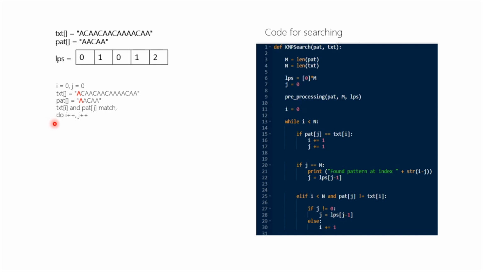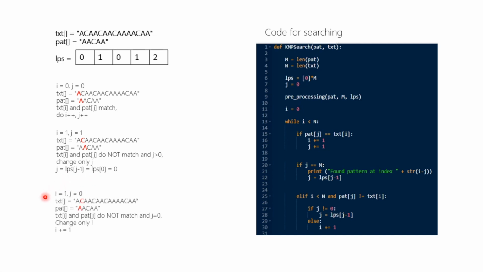Here in this case, since they are a match, we move ahead with our search by increasing the value of both I and j by 1. After that, we have I is equal to 1 and j is equal to 1. Here, the text and the pattern characters do not match. So, we'll be using the LPS array to find the new value of the variable j. We find using the algorithm that the value of j would be 0. So, we now have I is equal to 1 and j is equal to 0.